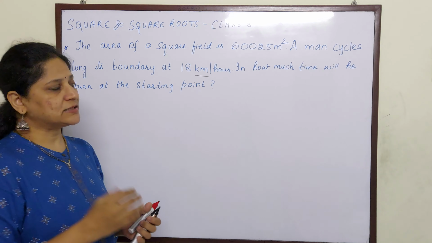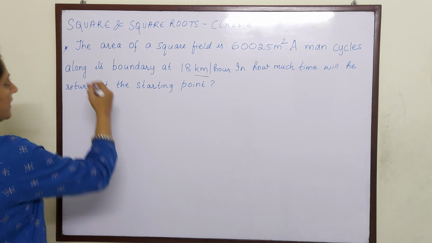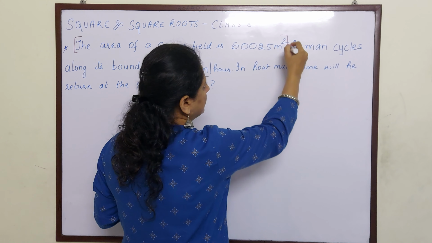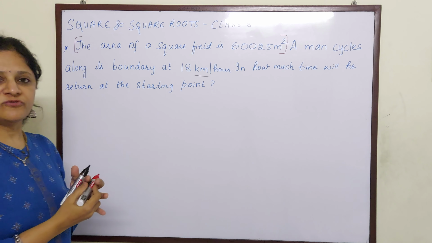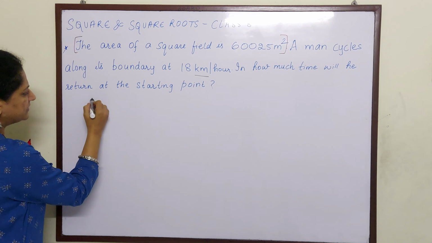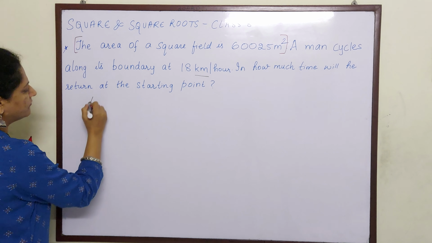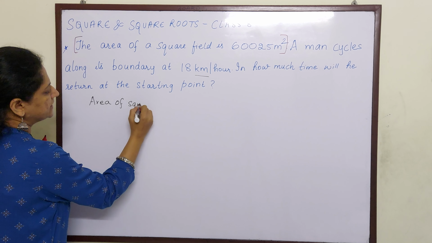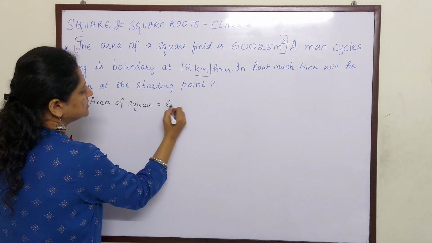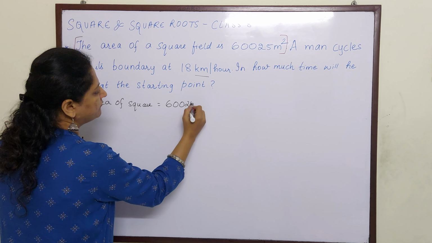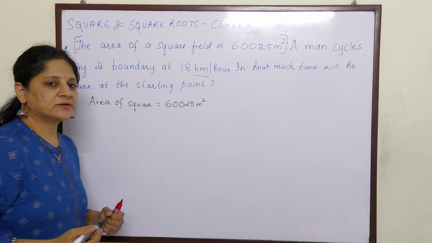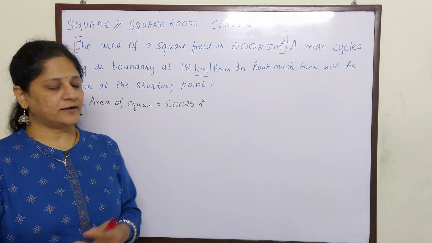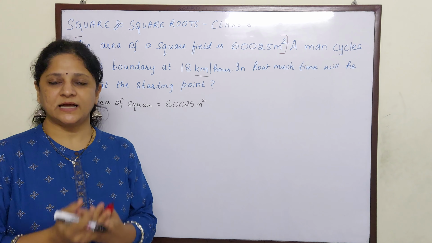Now let us break this word problem into sentences and understand its meaning. The area of a square field is 60025 meter square. That means they have given us the area of the square field. We know the formula for the area of a square is side into side. So here the side is not given but the area is given.